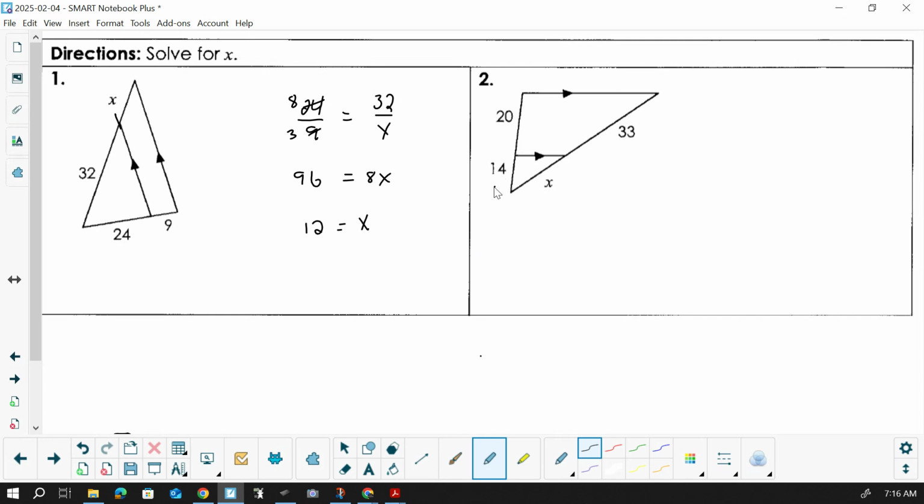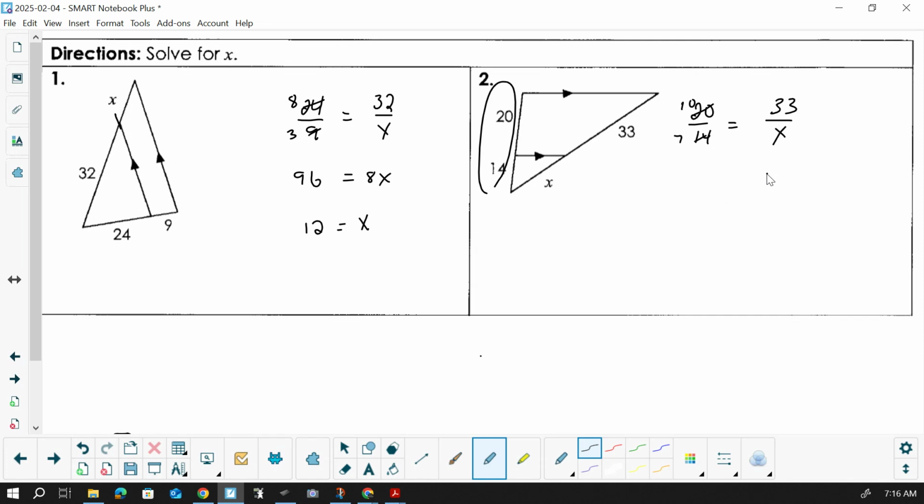Since it's upside down like this, I'm just going to keep it the way it is. 20 over 14 and 33 over x. And again, if you can simplify, do it. I see these are both even numbers. So I know that 2 goes into both of these. 2 goes into this 10 times. 2 goes into this 7 times. That'll make it a little bit easier at least.